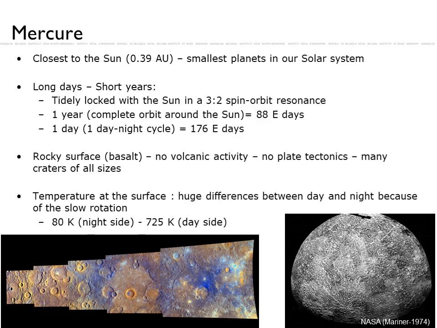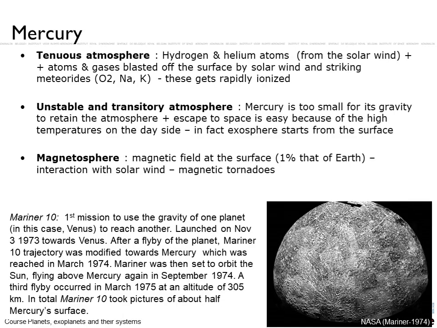The temperature difference between day and night comes from the fact that the planet rotates very slowly and that the atmosphere is so thin it does not retain heat. Mercury possesses a thin atmosphere made up of atoms blasted off the surface by the solar wind and striking meteorites. Mercury's exosphere is composed mostly of oxygen, sodium, hydrogen, helium, and potassium. Hydrogen atoms and helium probably come from the solar wind. Mercury is too small and hot for its gravity to retain any significant atmosphere over long periods of time.